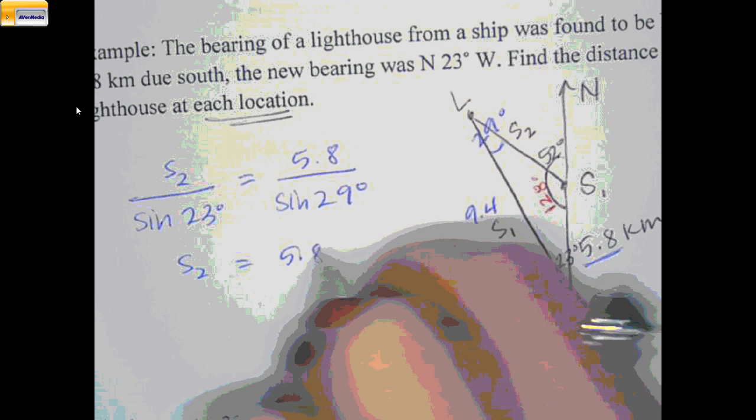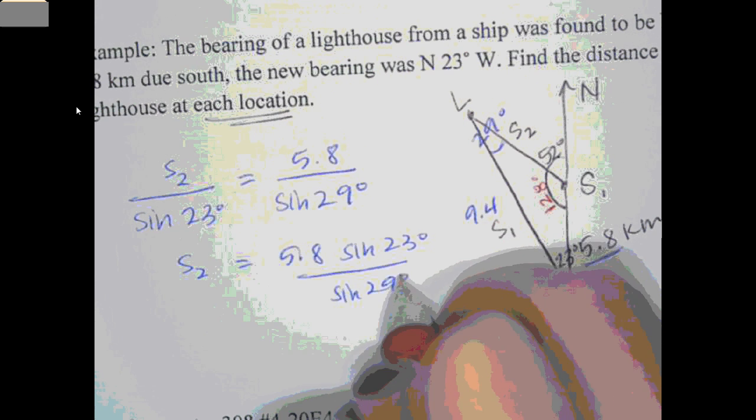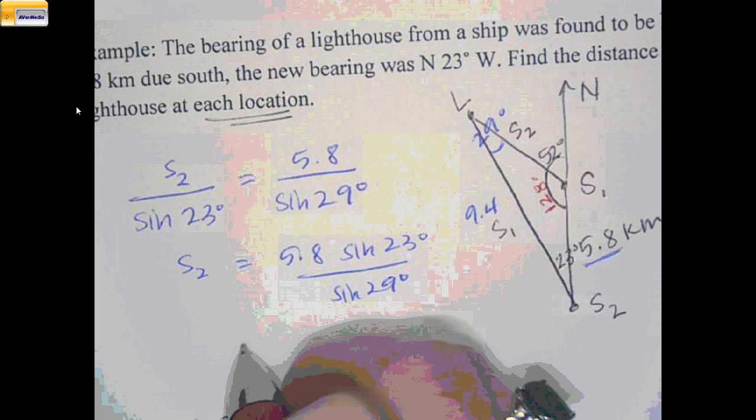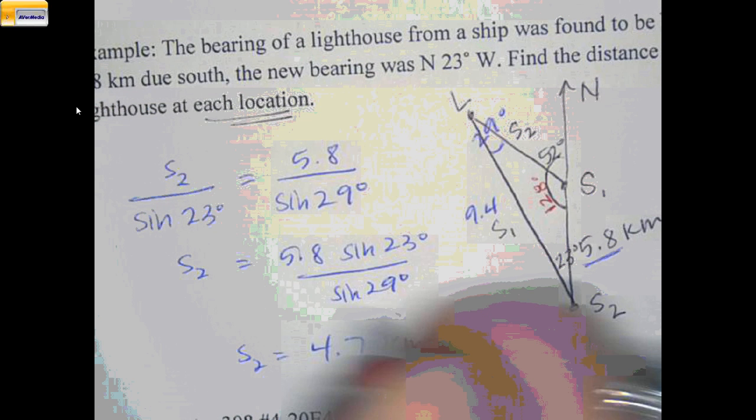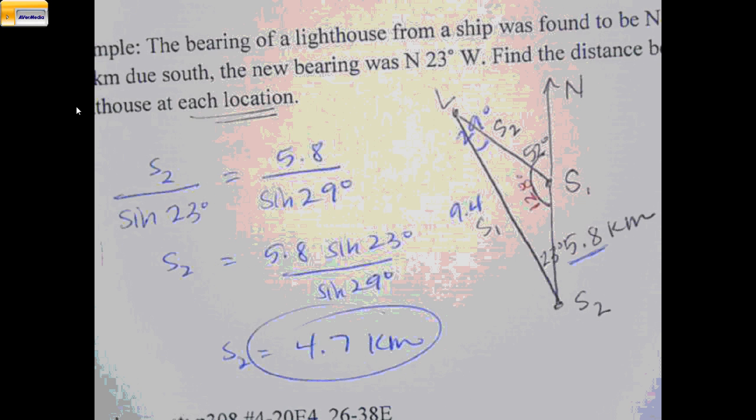Let's go ahead and multiply both sides by sine of 23 degrees. .7 kilometers. Ta-da! We have our two distances. Questions on any of those examples?